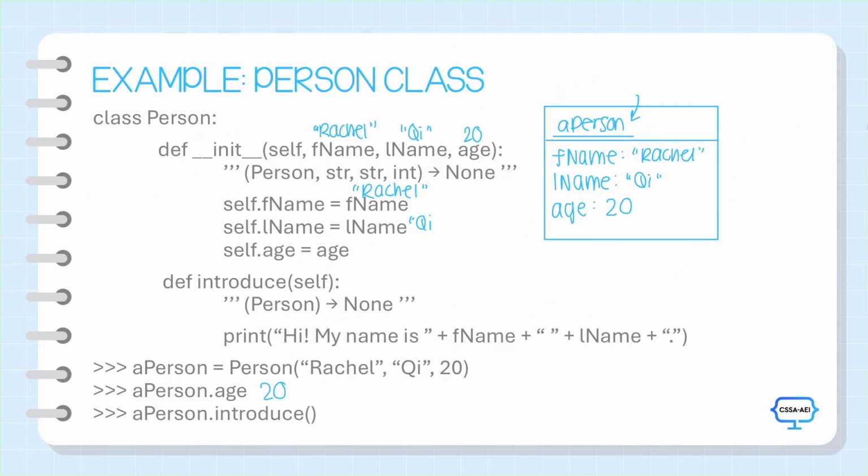So it'll say, hi, my name is, this should just be self.first name, that should be self.last name. Okay, so it'll look for self.first name, which is here. So it'll get me Rachel. Then we'll add a space, and then we'll look for last name, which is Q. Okay. Oh, period. So that's a person class.